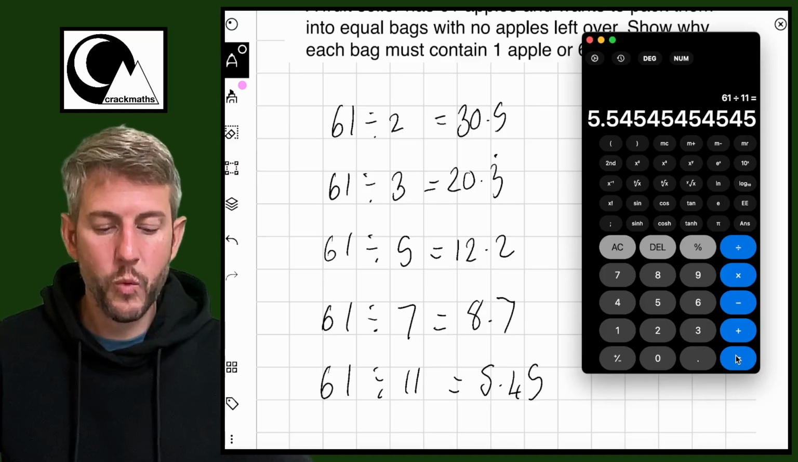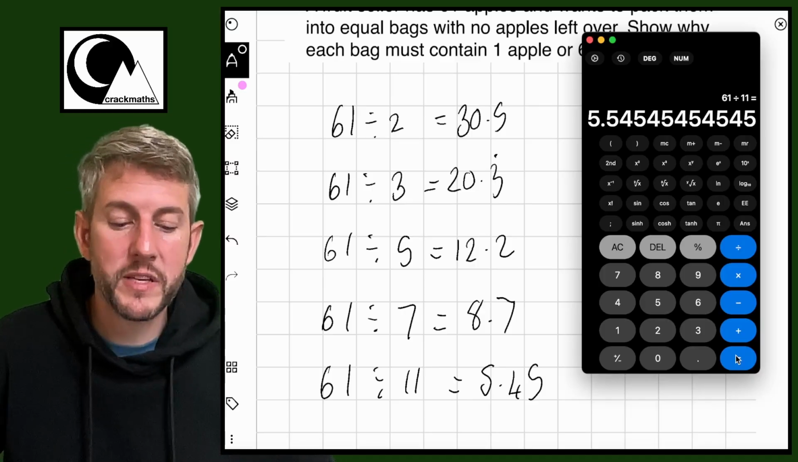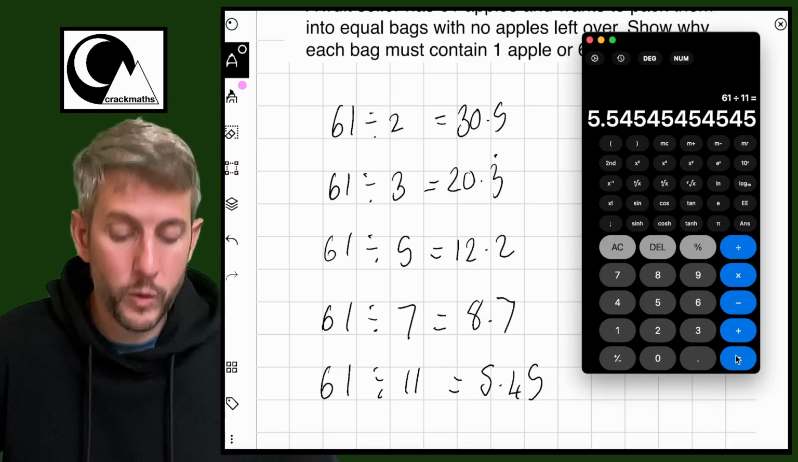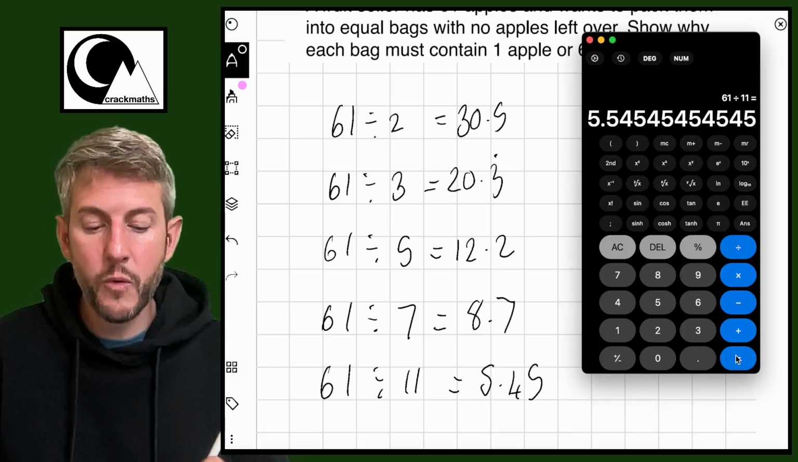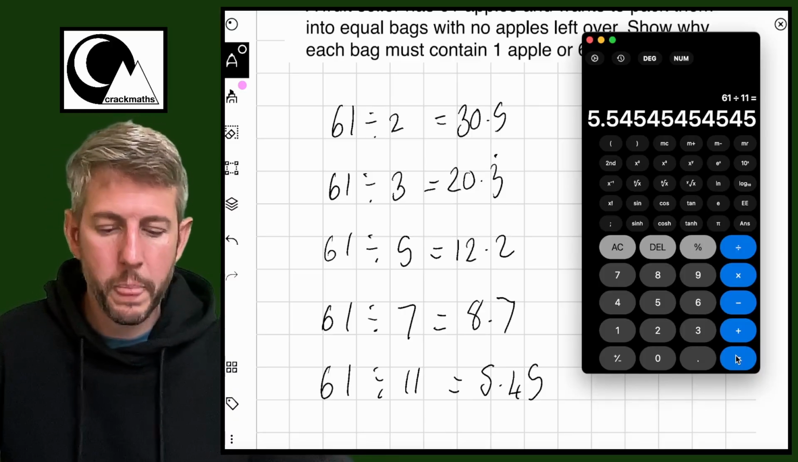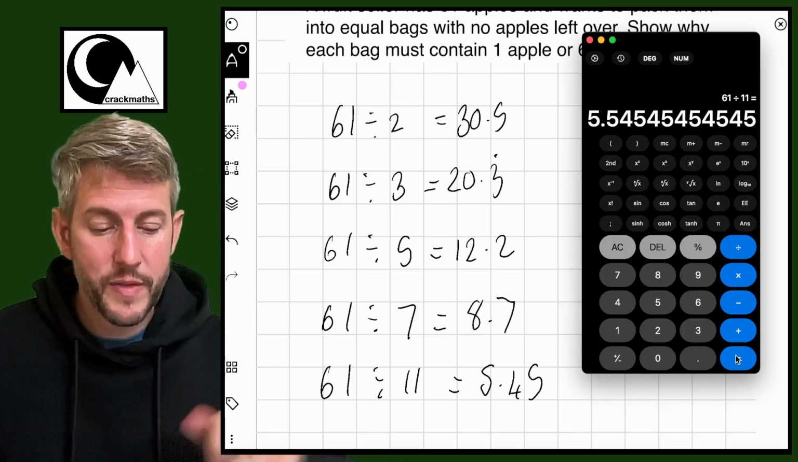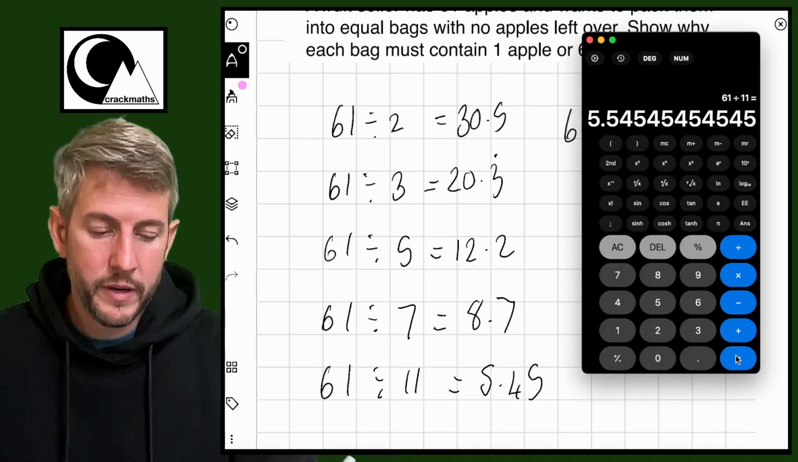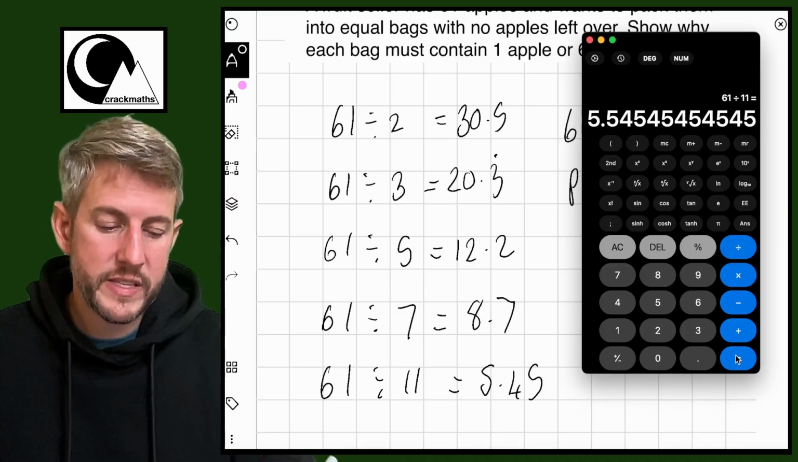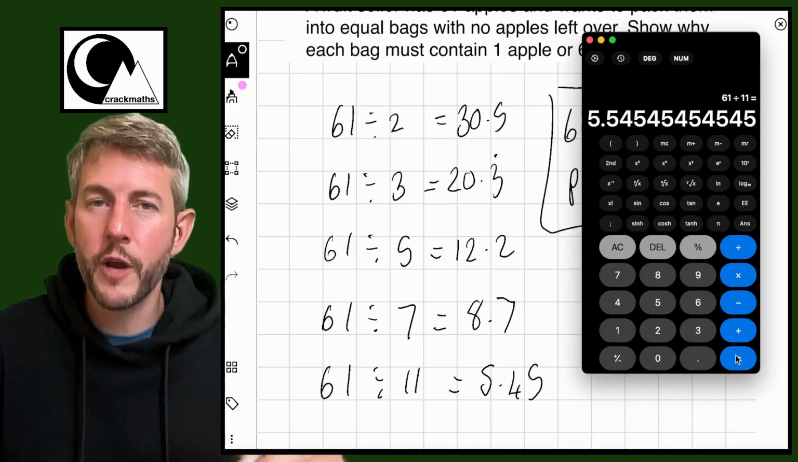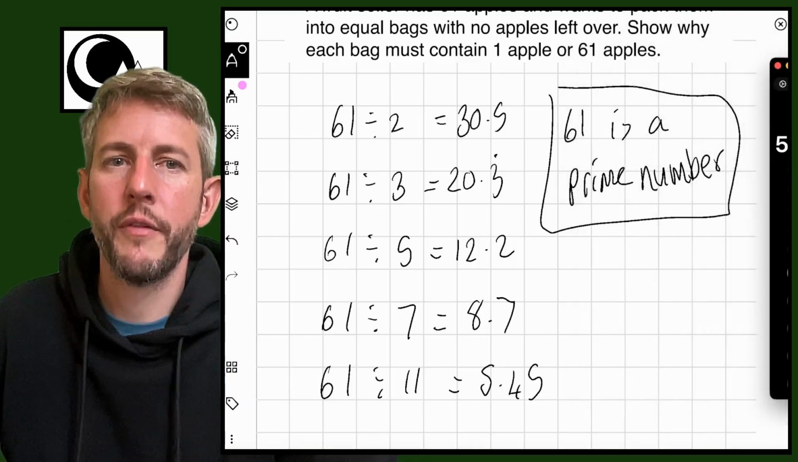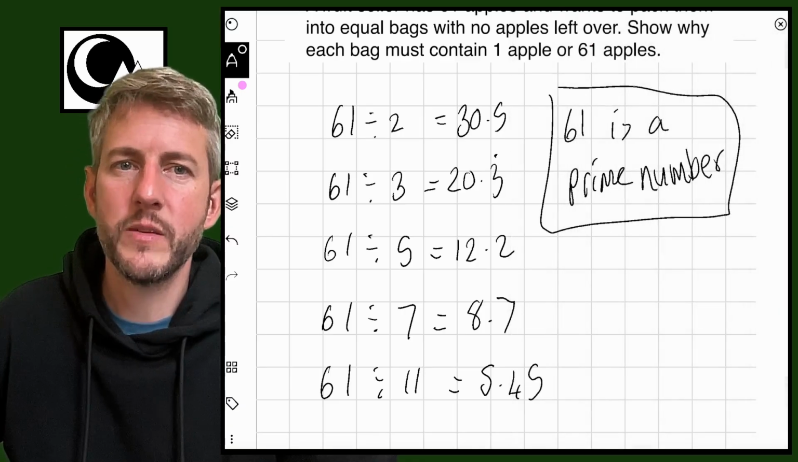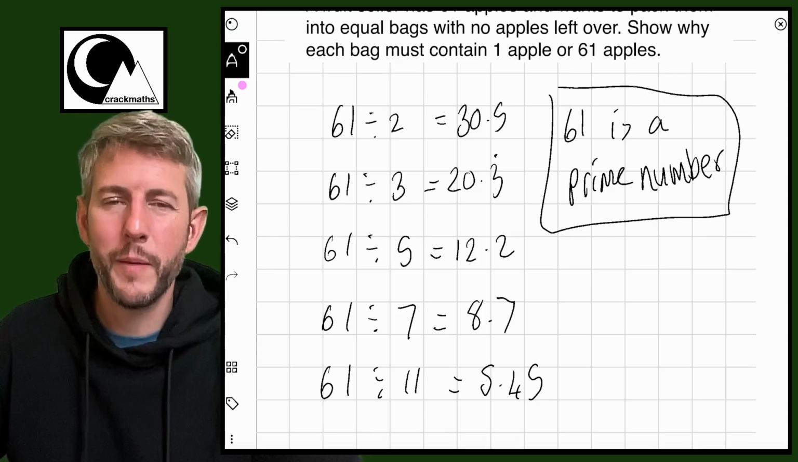We have now shown why each bag must contain 1 apple or 61 apples, because there is no way of dividing 61 by any whole number, so therefore it is prime. 61 is a prime number. We can state that as well, but we've also shown it here with our working. 61 is a prime number.